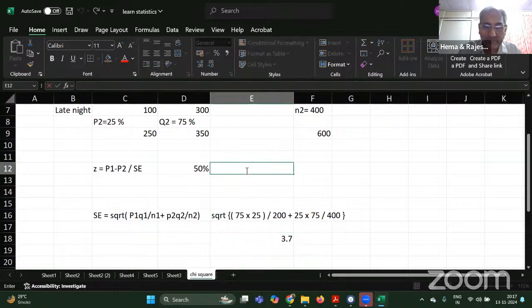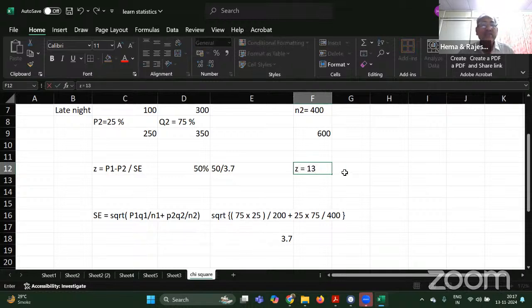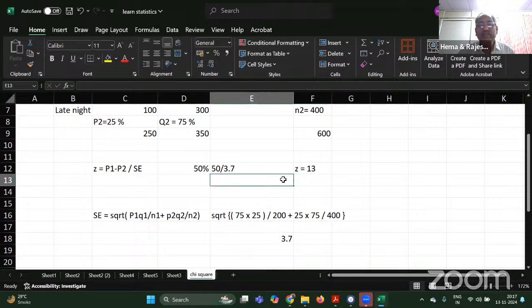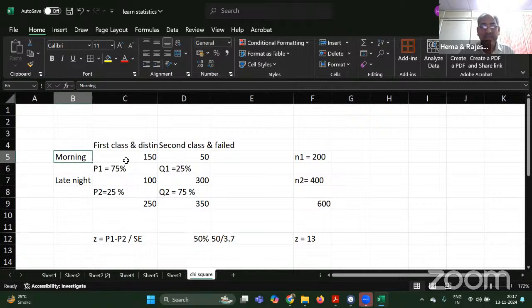So if you want to find out Z, we divide by 3.7. So 50 divided by 3.7, let us take approximately 13 or so. Z is equal to 13. So Z here is more than 2, so it is statistically significant. Morning learners are having much better results compared to the late nights.